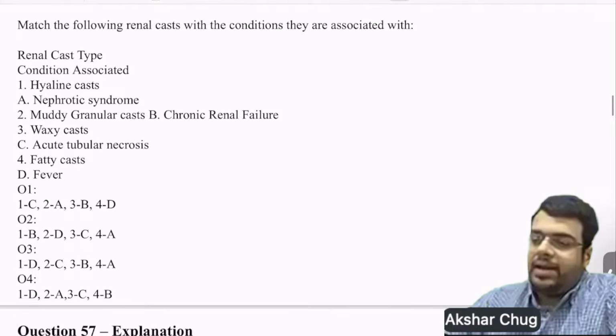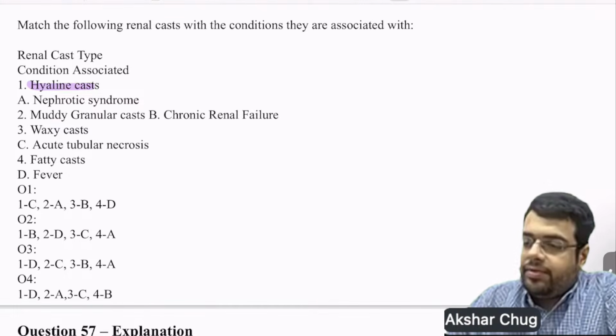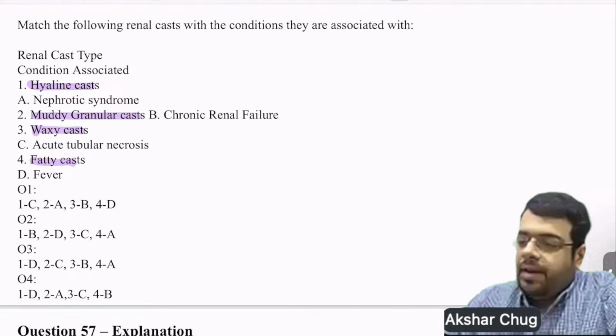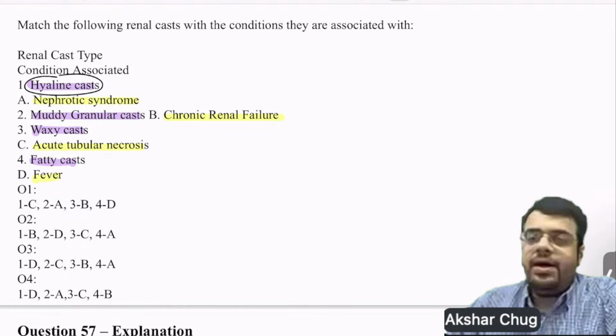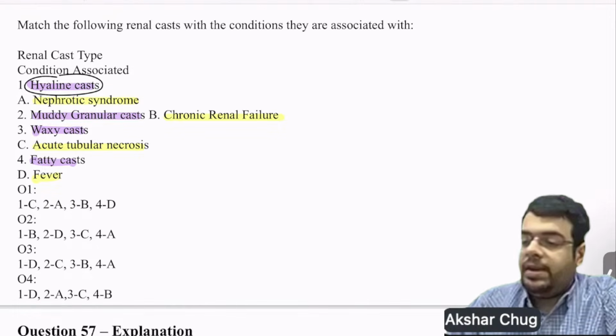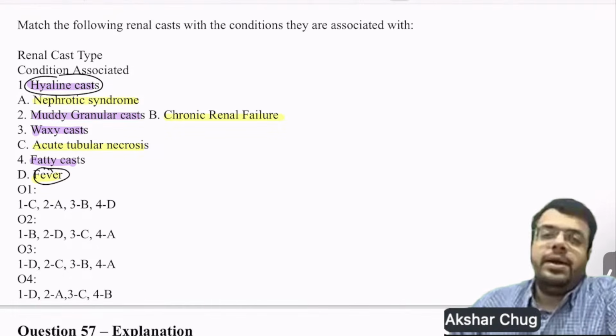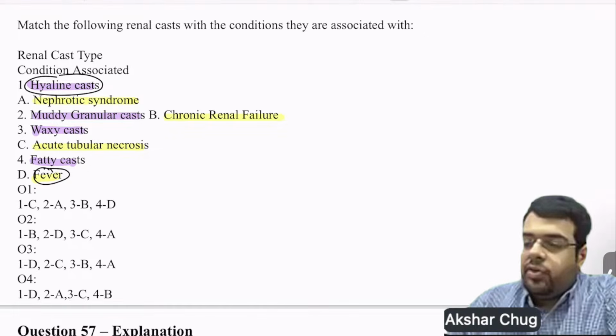Let's highlight hyaline cast, muddy granular cast, waxy cast, and fatty cast. Nephrotic, CRF, ATN, fever. So as we know, the hyaline casts are the physiological casts, and could be raised in cases of fever, dehydration, pregnancy. So we know that in one, the matching option would be D. So we could rule out two options.